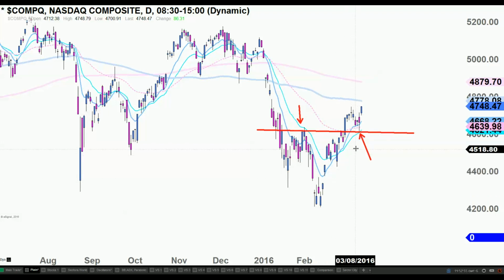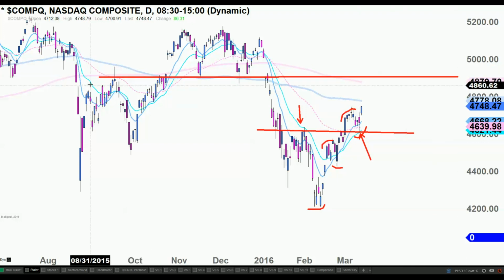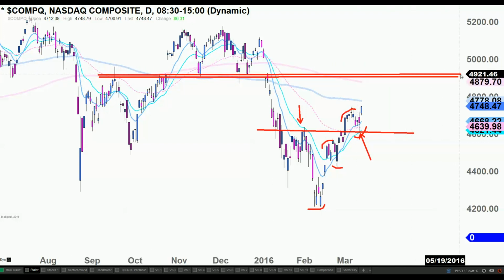In that process, we have created higher lows and a higher high. What does that mean? We have a cultivation of a minor to intermediate term uptrend going on here. So I think the next level of resistance, a strong resistance for NASDAQ, is this level, because again, this is a strong pivot. It's 4,900 on the NASDAQ. It was strong resistance in the past. It became a support here and here.